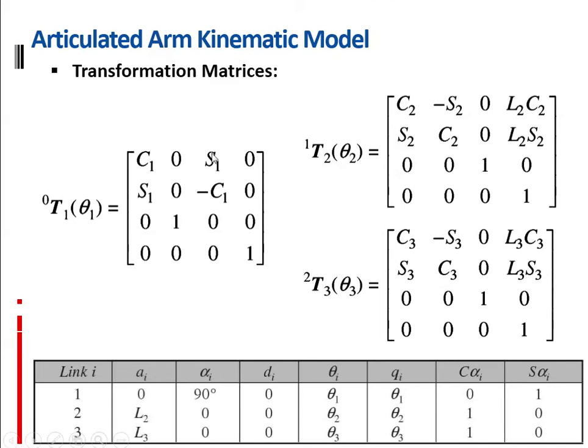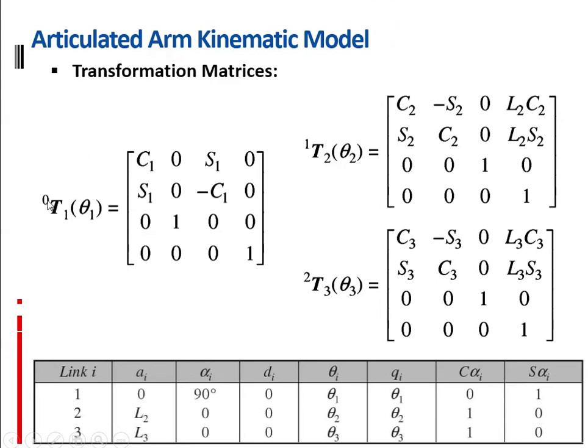This is the transformation matrix from 0 to 1, the transformation matrix from 1 to 2, and from 2 to 3, which we have obtained using this table. This table is prepared using the Denavit-Hartenberg notation. This is the direct kinematic modeling part. Using this table you find these 3 transformation matrices.